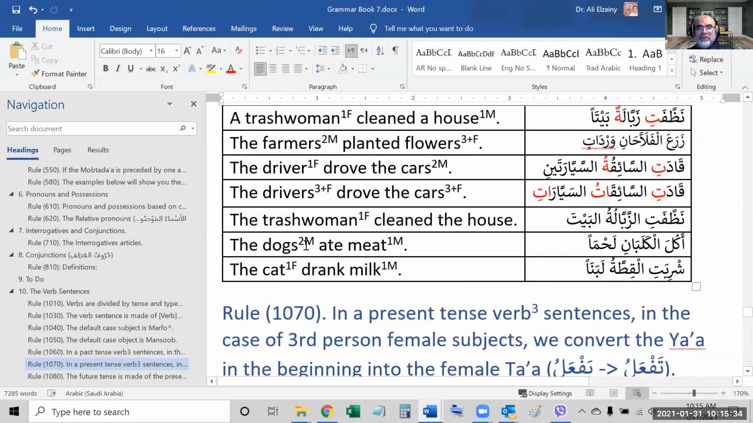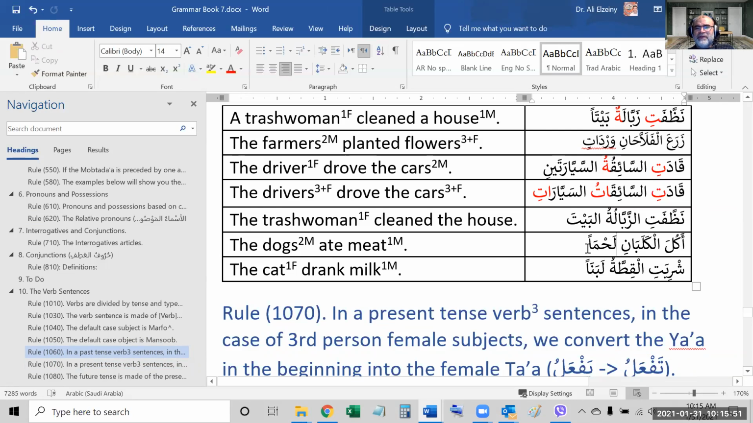The 2 dogs, 2M, ate 1M meat. So it's meat, it's not the meat. It's just meat. So in this case, we don't have alif lam, and because of this, we have tanween at the end. So أكل فعل ماضي past tense مبني على الفتحة. الكلبان, 2 dogs, it is فاعل, the ones who ate, subject.